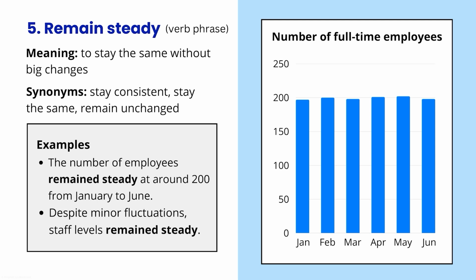And here's one more example. Despite minor fluctuations, staff levels remained steady. So this is simply saying, yes, there were small ups and downs, but over the period, the numbers stayed pretty much the same. So remain steady is a great verb phrase you can use when the numbers stay the same, even if there are some very small changes.